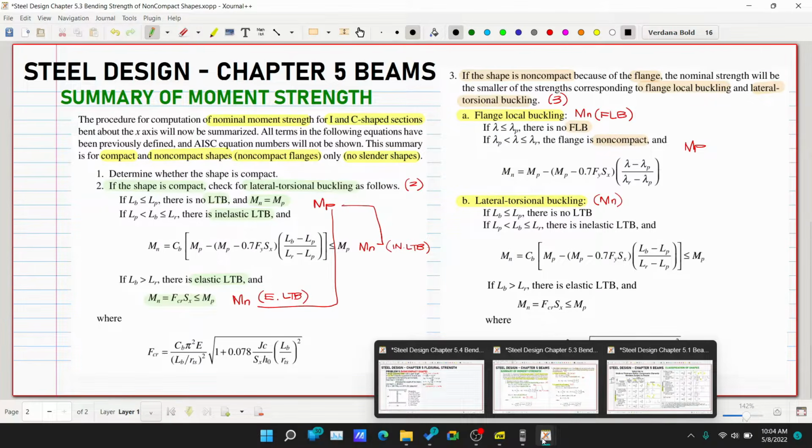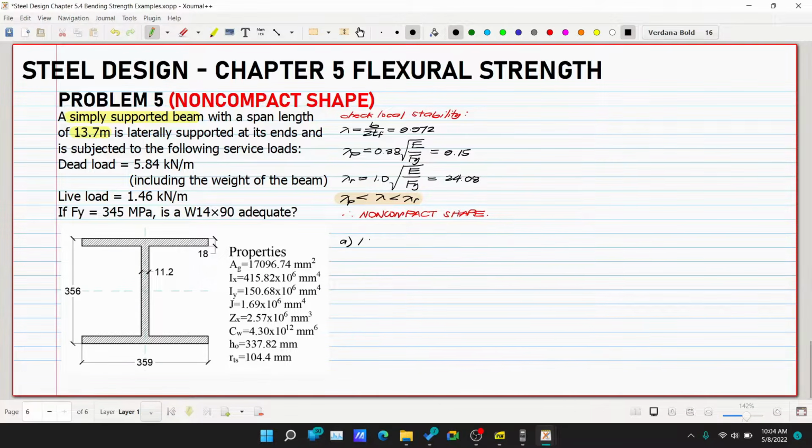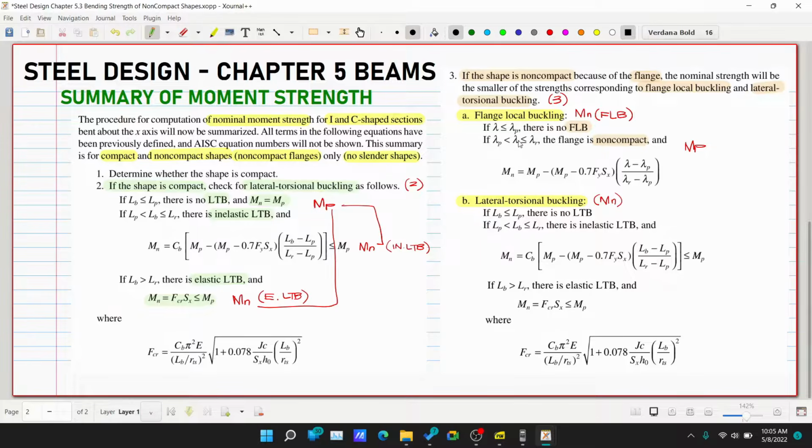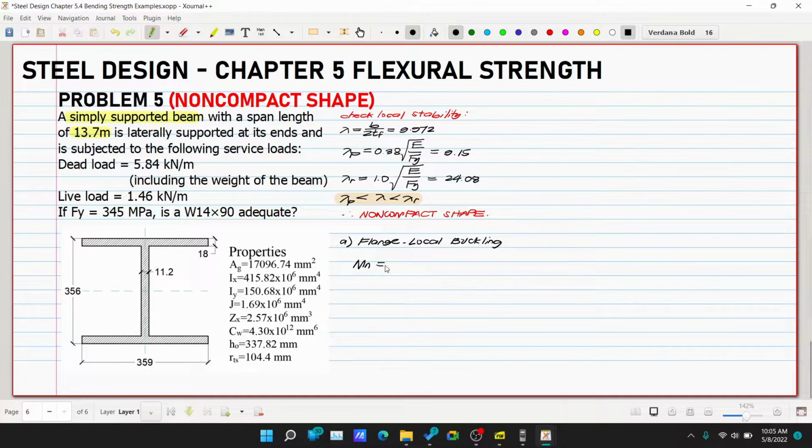So let's check flange local buckling first. Letter A. Let's go to flange local buckling. It says here that under the second condition, if lambda is greater than lambda p but less than lambda r, the flange is non-compact, and this is our Mn. So our Mn is Mp minus 0.7 Fy Sx, multiplied by lambda minus lambda p over lambda r minus lambda p. I hope we have memorized this. So our Mn is equivalent to Mp minus (Mp minus 0.7 Fy Sx) multiplied by (lambda minus lambda p) over (lambda r minus lambda p).